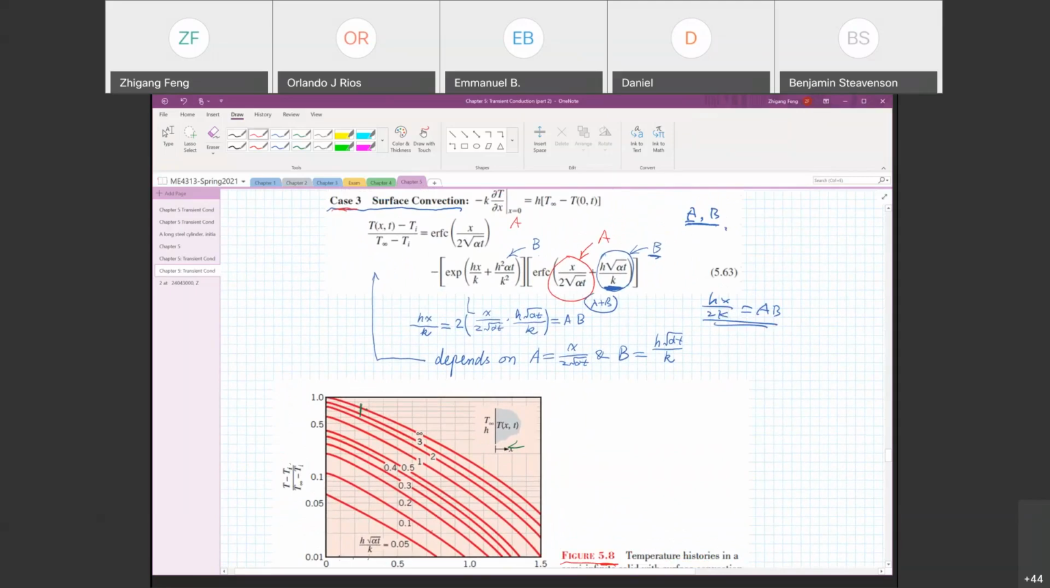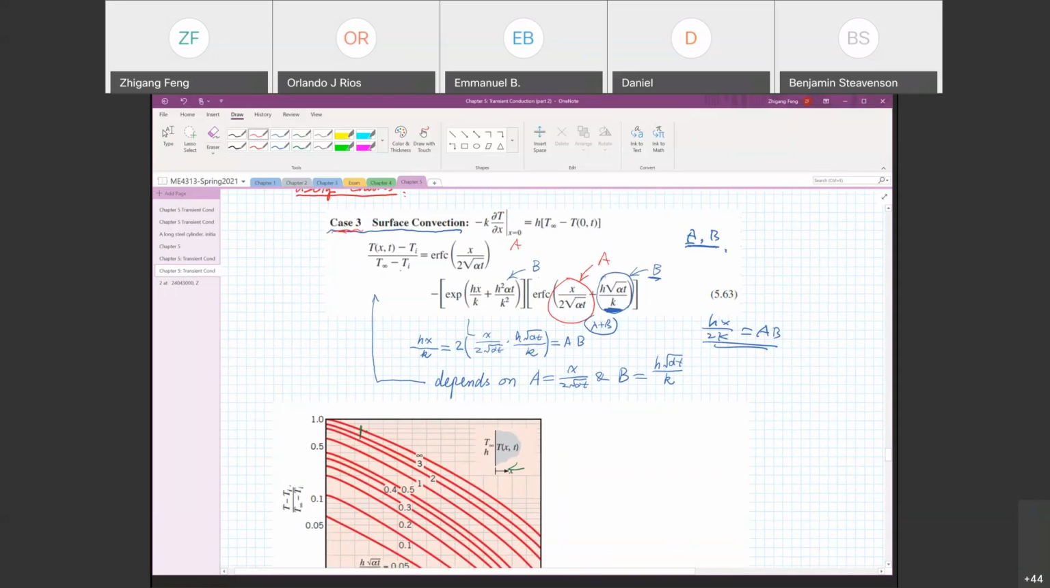Now, how can we use this chart? First, let's look at the exact solution. T minus T sub I over T infinity minus T sub I is equal to the error function, minus an exponential function multiplied by another complementary error function. Let's first define x over 2 square root of alpha t as a. And define h multiplied by square root of alpha t over k as b. So that's my a, and that's my b.